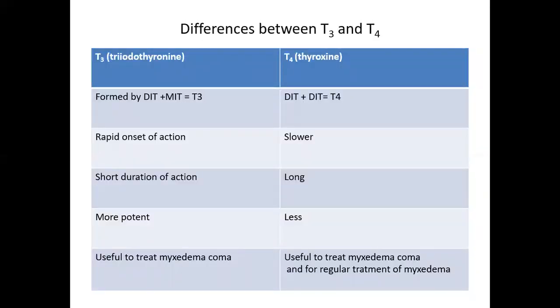So let us see the difference between T3 and T4. T3 is formed by one DIT plus one MIT, whereas T4 is formed by one DIT plus one DIT. T3, as I've told you, is more potent and has a rapid onset of action, whereas T4 is slower. T3 has a short duration of action, whereas T4 has a long duration of action. T3 is more potent, T4 is less potent. But both the hormones are used in the treatment of myxedema coma.